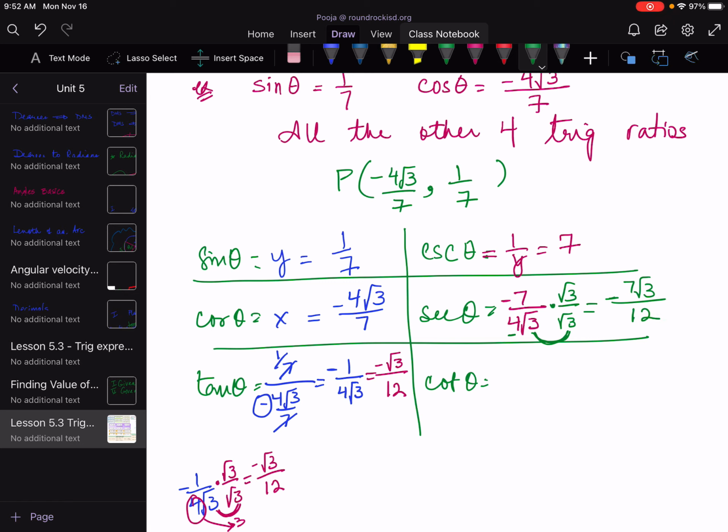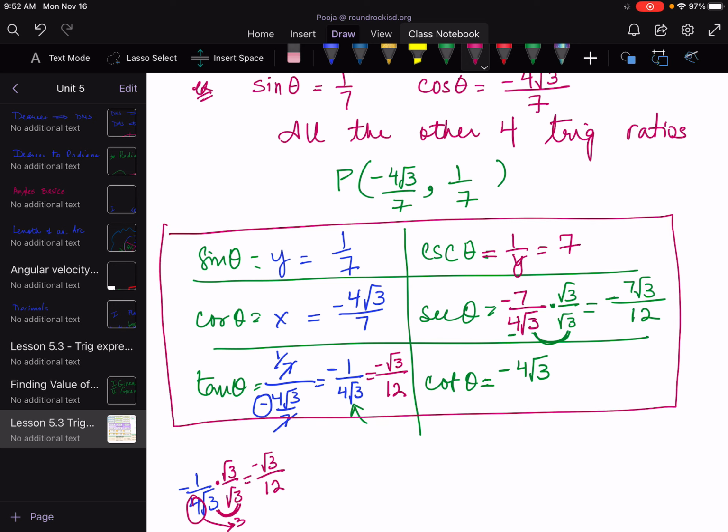And cotangent will be flip over of this. I'm going to take the previous answer and flip it over. And I have taken care of all 6 trig functions for that particular point, which in fact was given in the form of sine and cosine. All right.